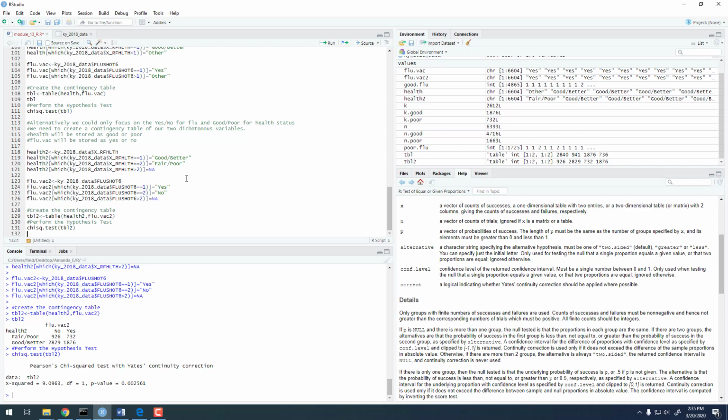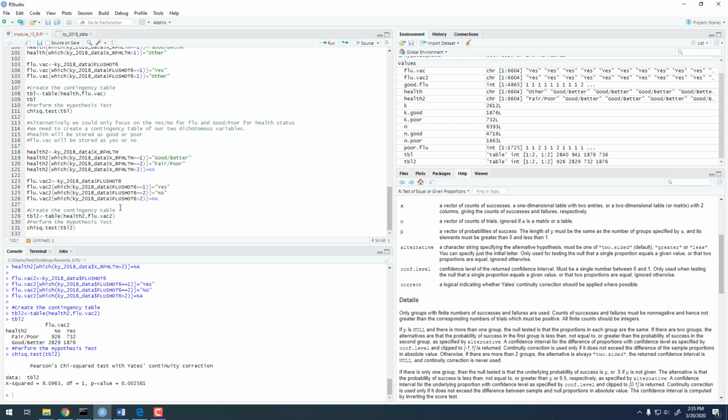Now, to perform a chi-square test where you have nominal variables with more than 2 levels, you do the exact same thing that you did here. You would still build the contingency table the same way. The only difference is instead of 2 levels, you'll have 3 or 4 or 5 levels, just depending on what you're looking at. But the actual code is pretty much exactly the same.